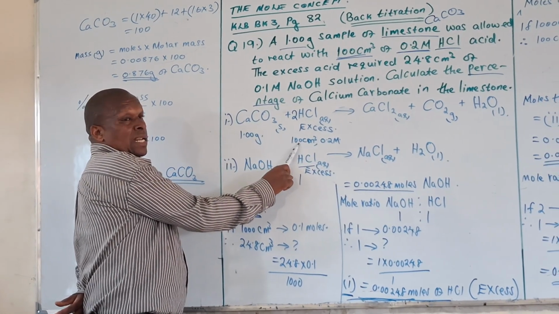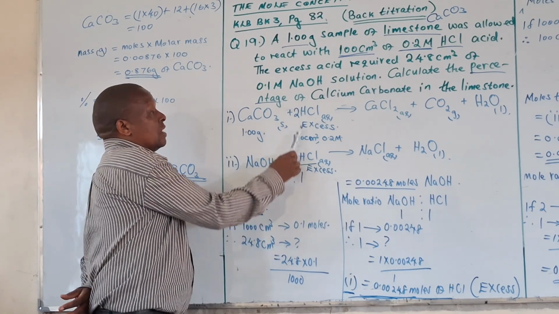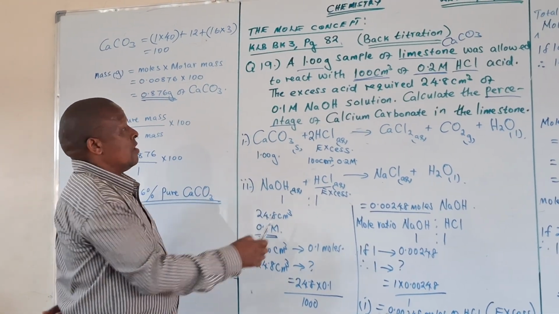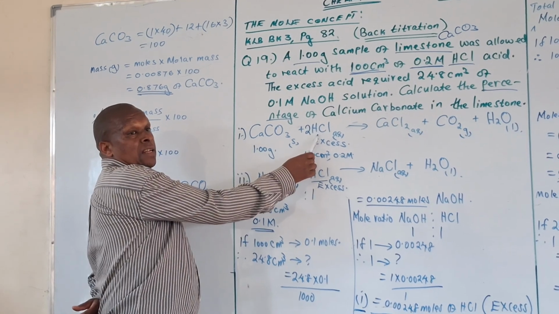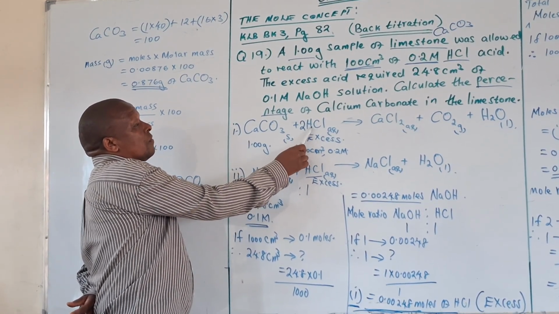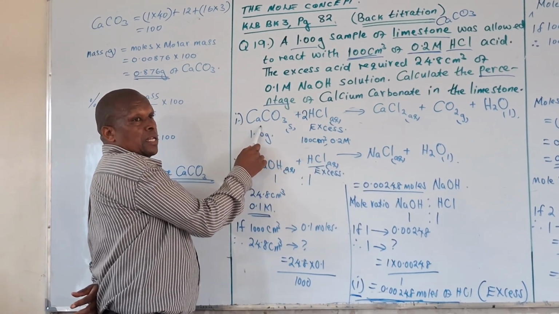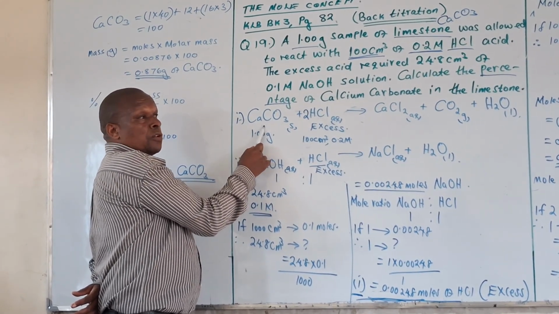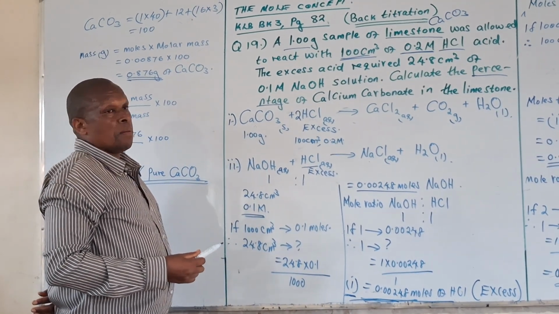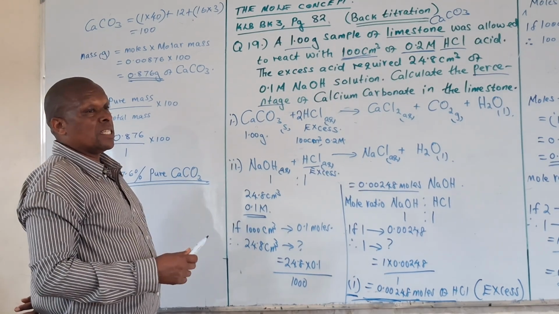Once we got the moles of excess hydrochloric acid, we found out the total moles of hydrochloric acid which were present in 100 cubic centimeters. Then we subtracted the excess. Then we found the number of moles that reacted. On getting the number of moles that reacted, then we use the mole ratio of that of hydrochloric acid to calcium carbonate to get the number of moles of calcium carbonate. On getting the moles of calcium carbonate, we now work out the mass of calcium carbonate, which is the same as what? Moles times molar mass.